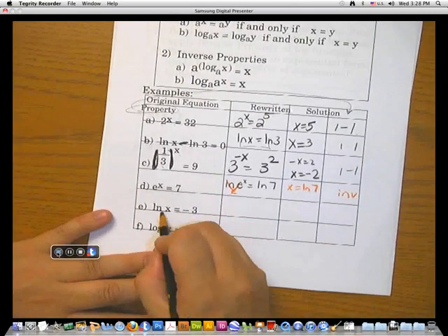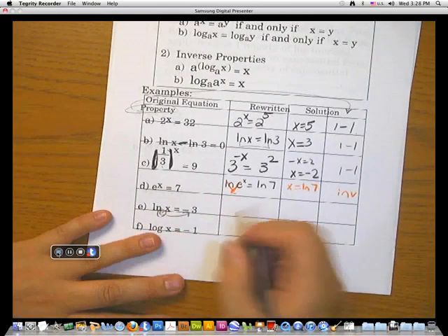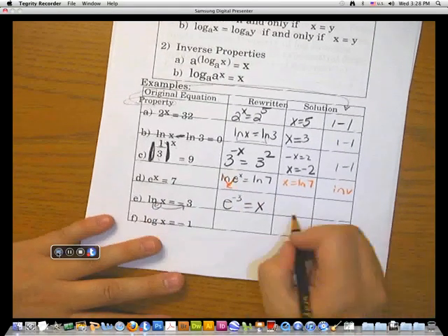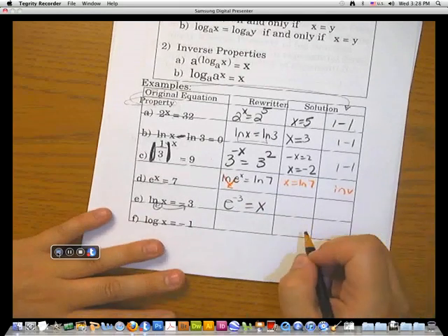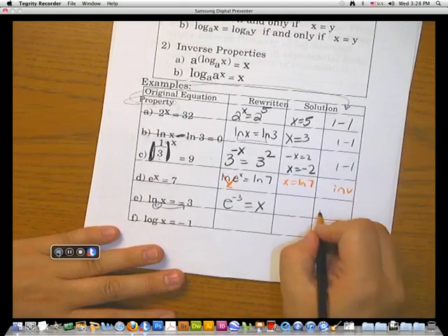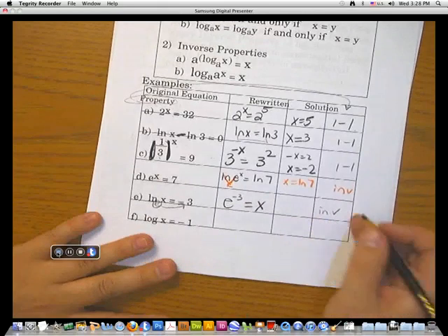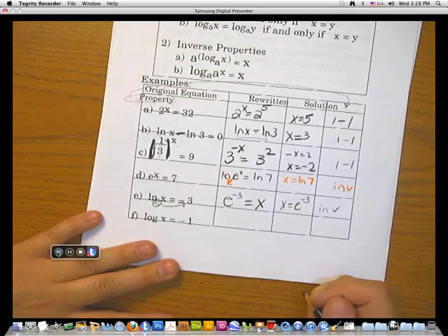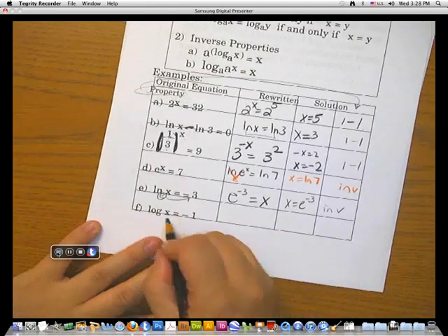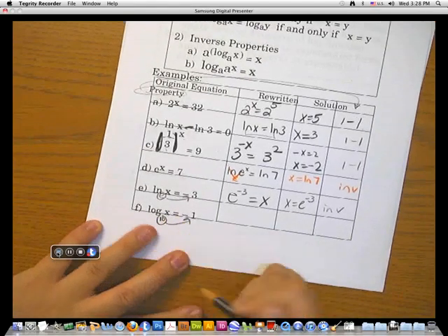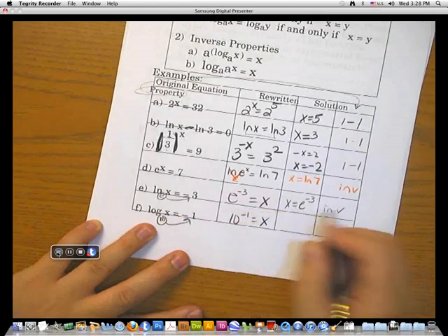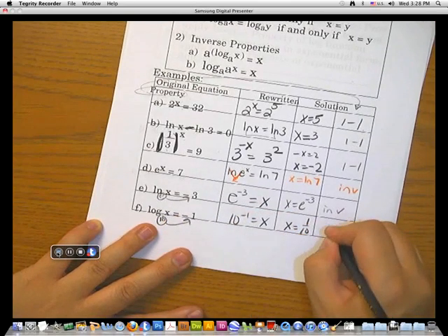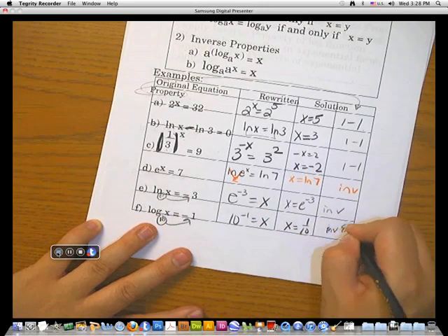Here I can switch from log form to exponential form. So e to the negative 3 is x. And that's just changing from one form to another, which is our inverse property. And you could punch this in the calculator and actually come up with a number. And the same thing with f. 10 is the base, so it can kick up. Therefore, x is 1/10. And that's, again, our inverse of our exponent rules.